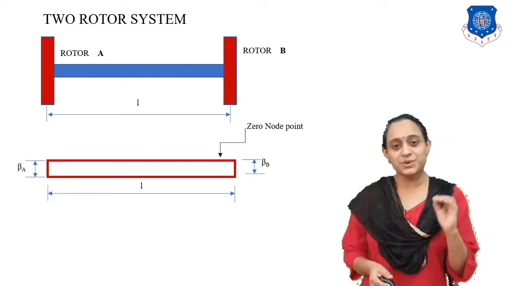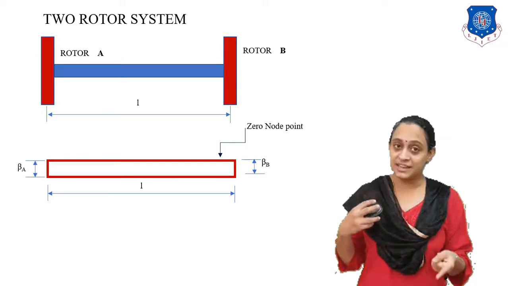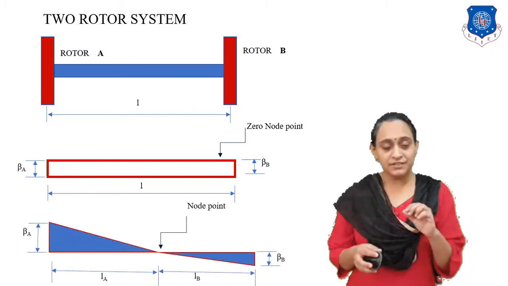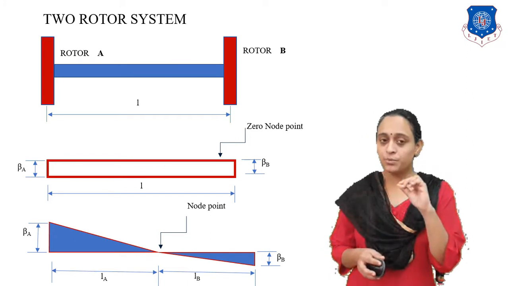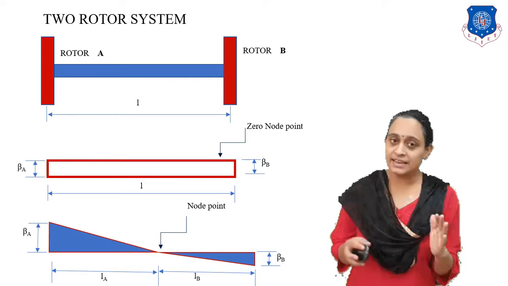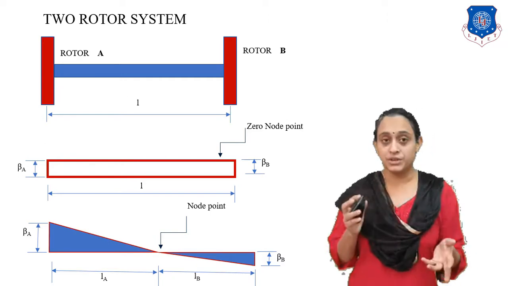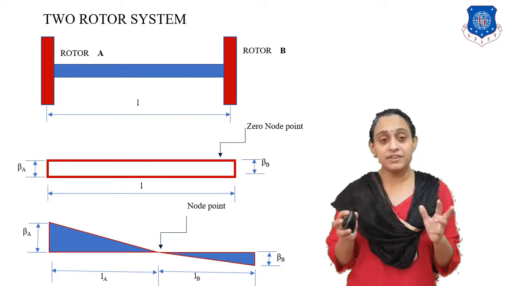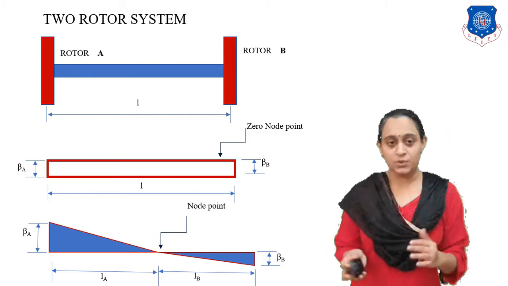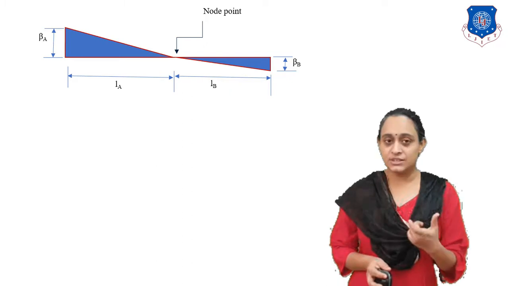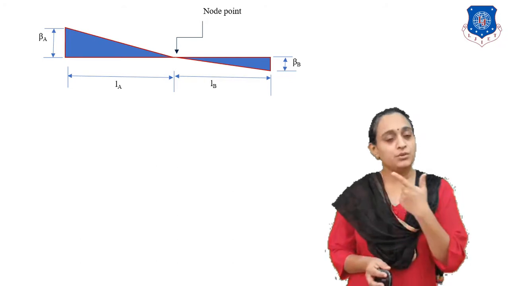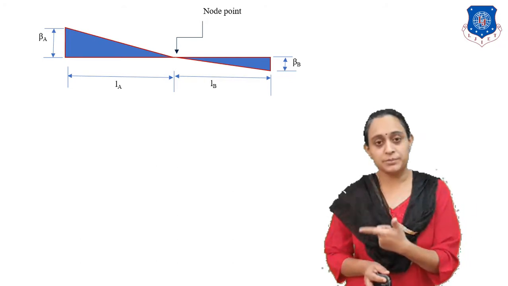Now let us assume rotor A and rotor B rotate in opposite directions. In this case, we will get a point known as the node point, where there is zero frequency. From that node point, the right-hand side and the left-hand side both rotate in opposite directions, and hence we get vibration of rotor A and rotor B with respect to each other. Let the length from the nodal point to rotor A be LA, and from the nodal point to rotor B be LB.